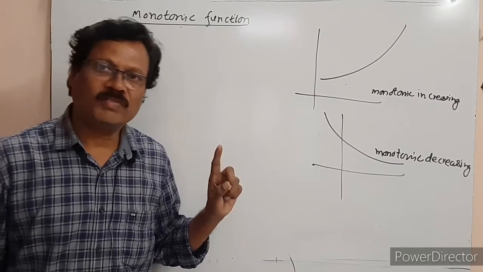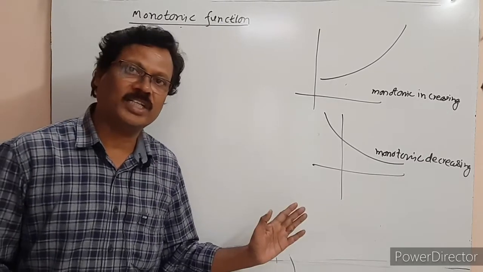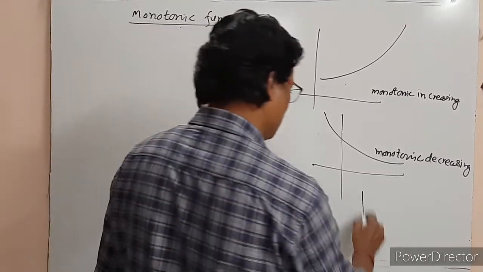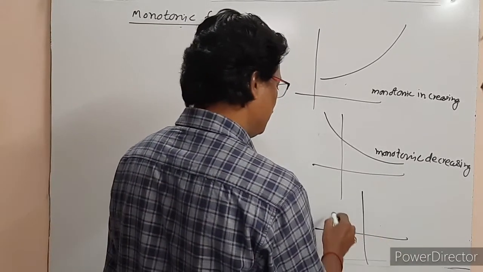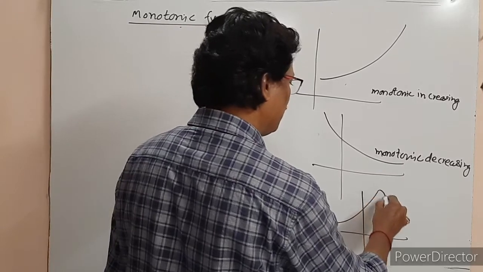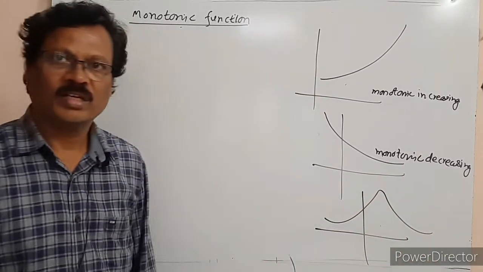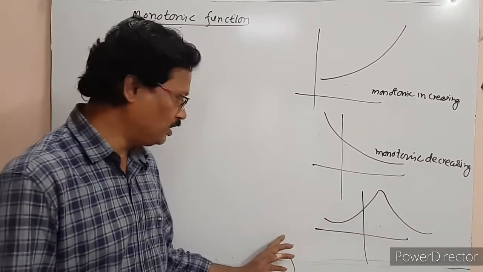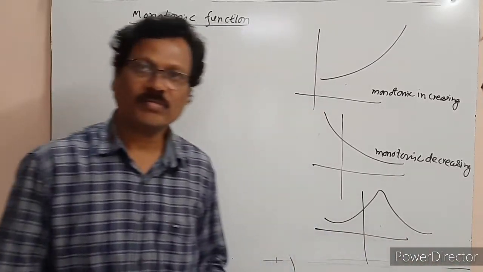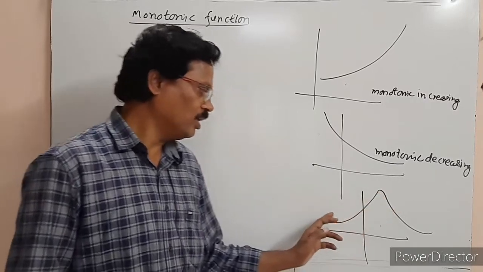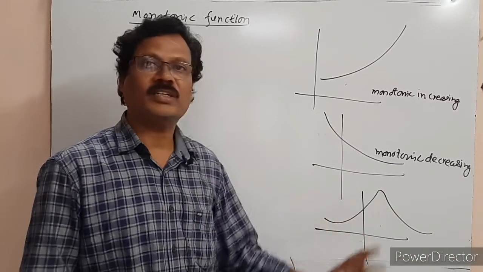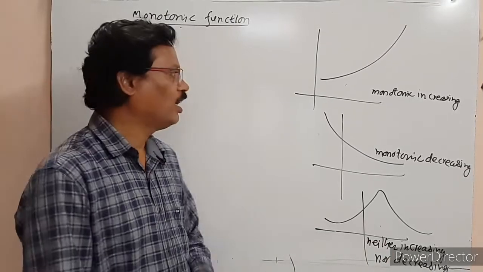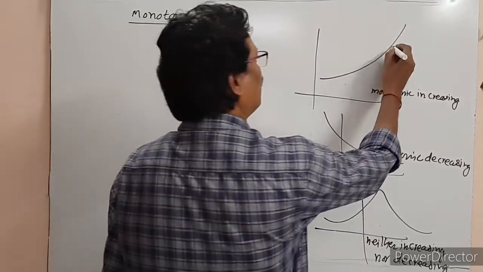Now either strictly increasing or strictly decreasing, that function is called monotonic. The monotonic function is nothing but either strictly increasing or strictly decreasing, but not like this. This graph is increasing and again coming down. This is neither increasing nor decreasing in its domain. The domain is from here to here. Now in its domain, this function is neither increasing nor decreasing. This is not a monotonic function. Now these two functions are monotonic functions.